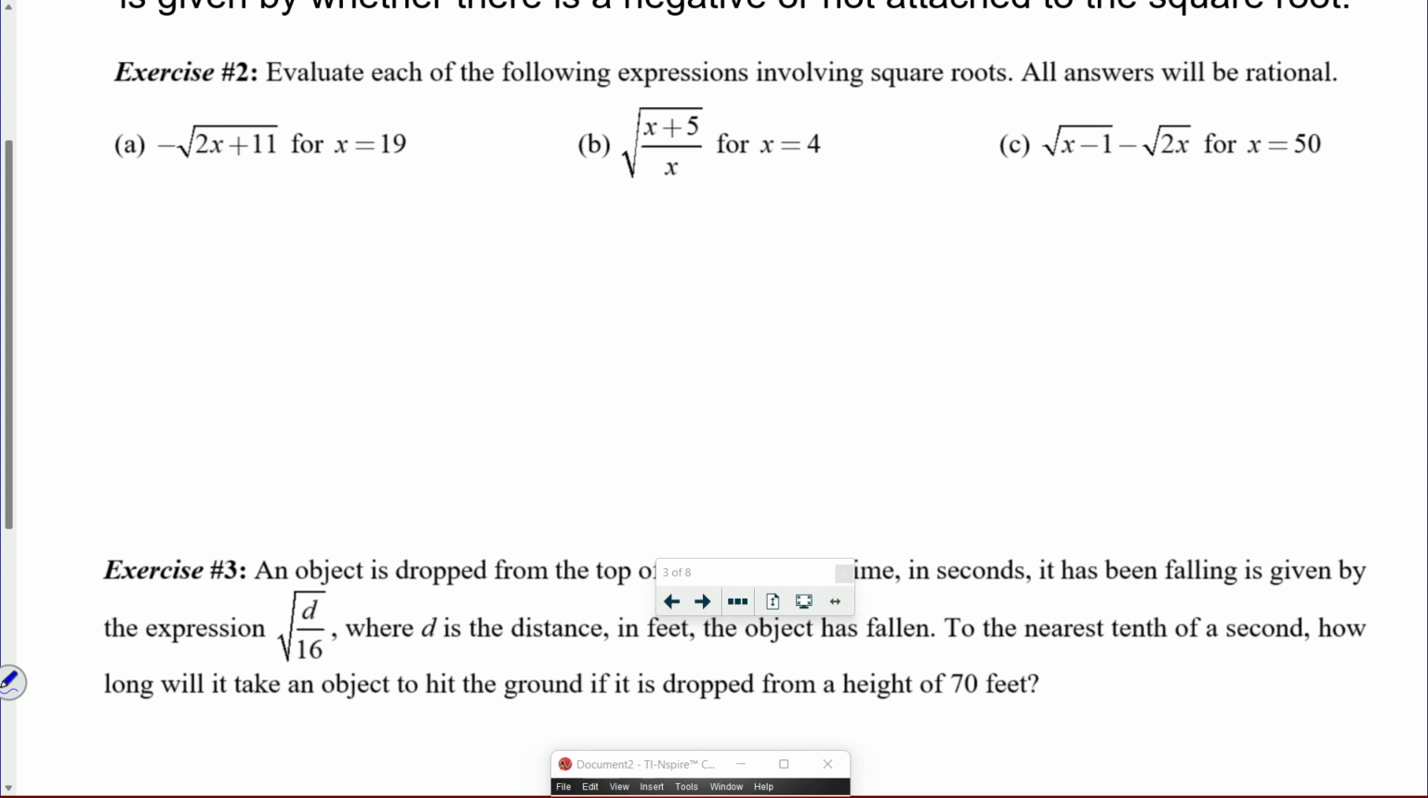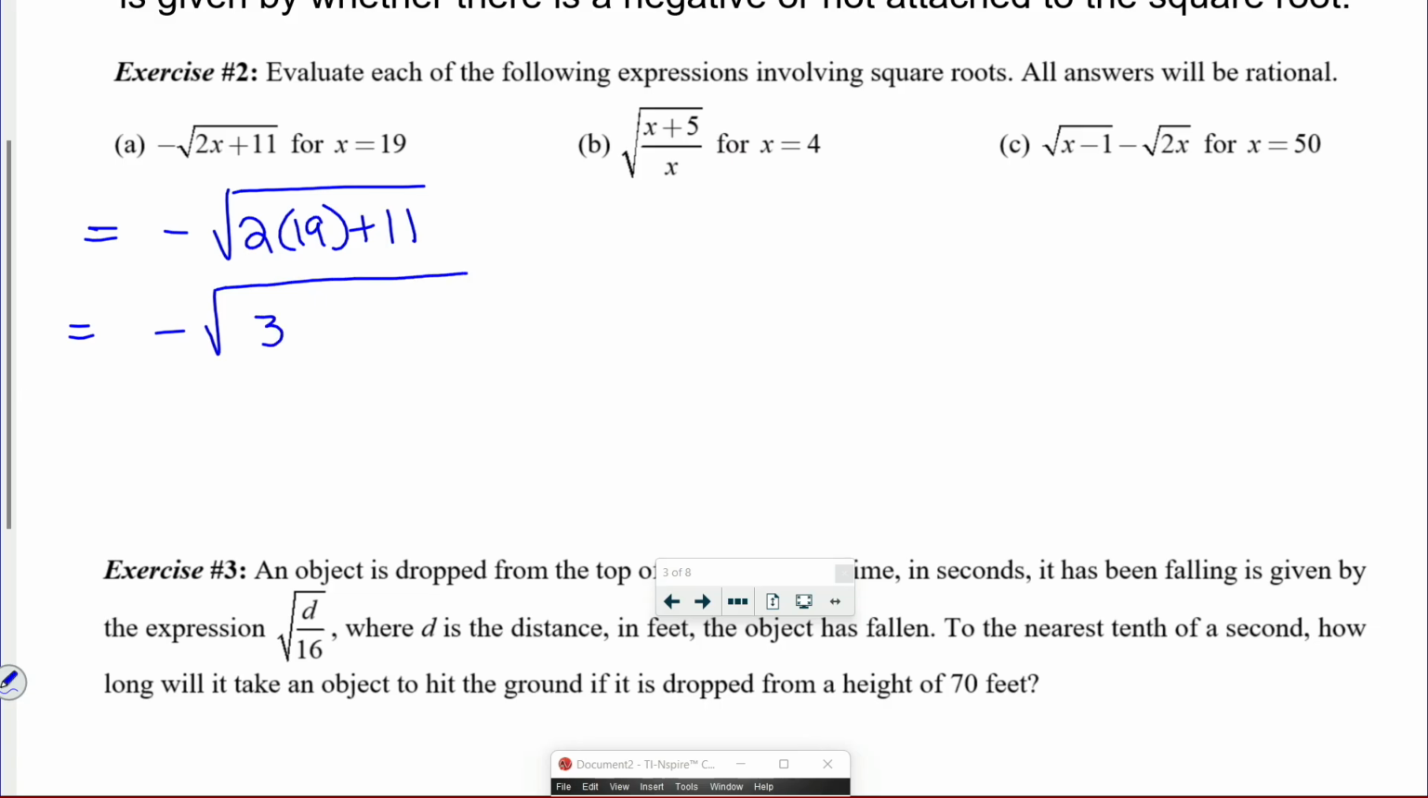All right, let's just do it. So when I'm doing this problem, just like before, I'm going to put in 19 for x. I need to figure out what we have underneath the square root. 2 times 19 is going to be 38.